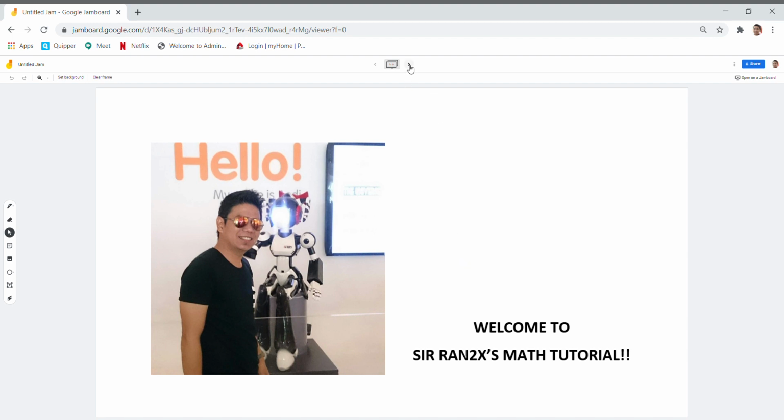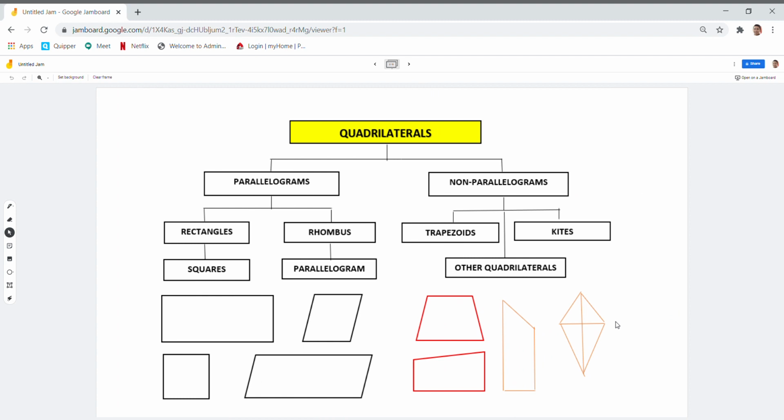So, welcome to our new topic of today, quadrilaterals. Okay, let's start now. What is quadrilaterals or what are quadrilaterals? Quadrilaterals are actually four-sided polygons. If you can remember, polygons are closed figures that are formed by lines.